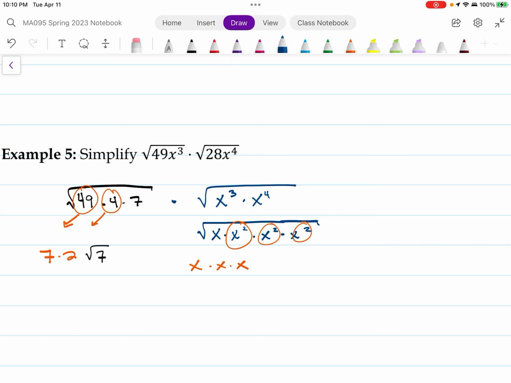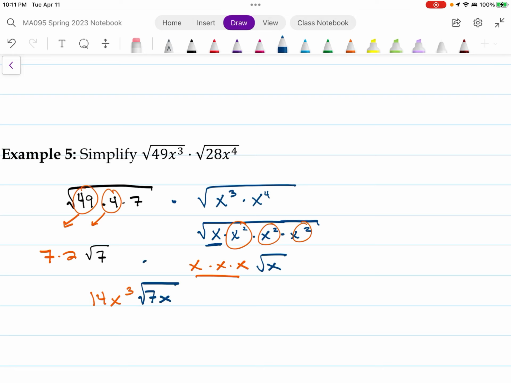And then I'm left with this one on the inside, so square root of x. So now let's put all that together. The orange ones are on the outside. 7 times 2 is 14. These are all on the outside, so x cubed. And then on the inside, I have a 7 left and an x left.